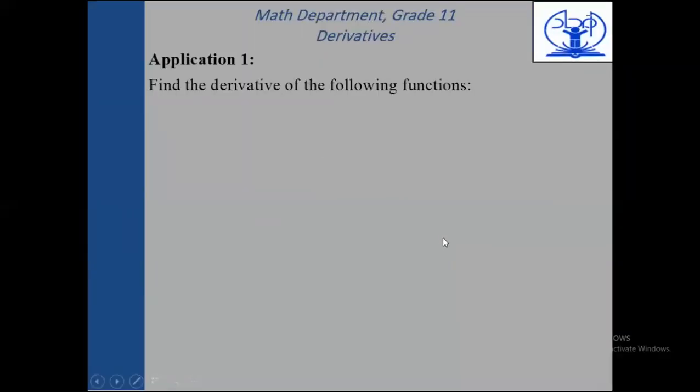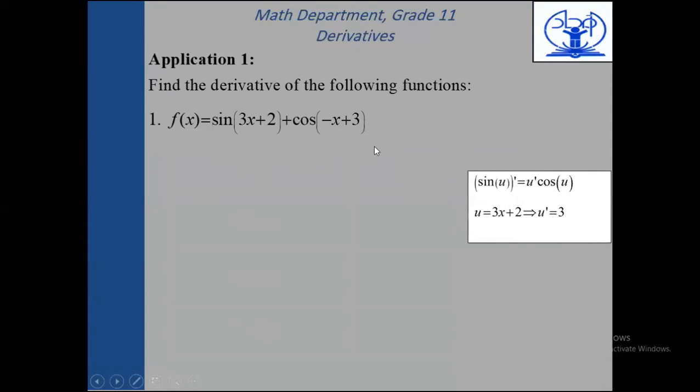Application 1. Find the derivative of the following functions. F of x equals sine of 3x plus 2 plus cosine of minus x plus 3. This function is a sum of two terms. The first term is in the form sine u. The second term is in the form of cosine u. So the derivative of sine u is u prime cosine u. Now the derivative of cosine u is minus sine u, but you need to multiply by u prime, which is minus 1 here. That's why the final answer will be plus sine of u.